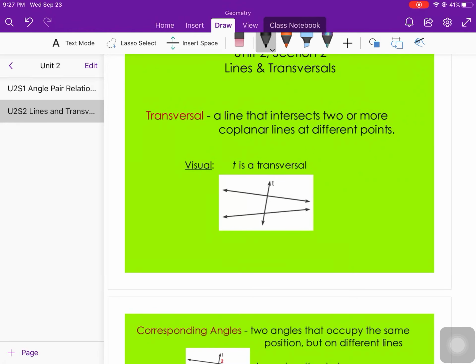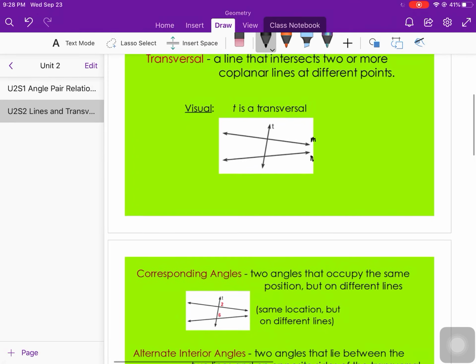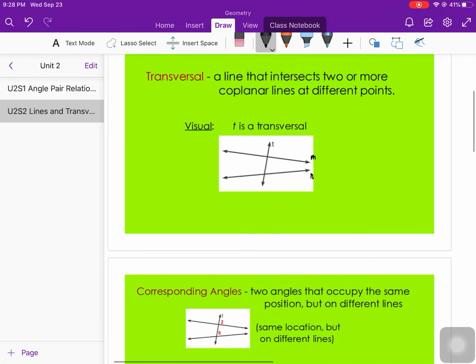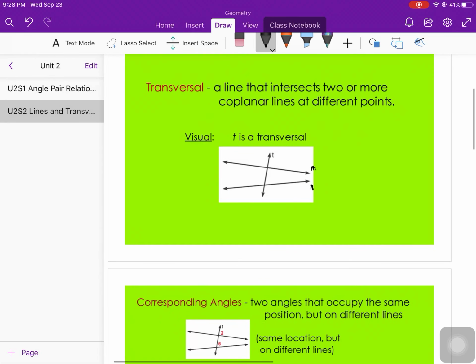So our example down here is we have T as a transversal, and we can imagine that these lines are M and N. We'll see that a lot, or L and M. Remember, to intersect is to cross over, so it intersects two or more of these lines. And what this creates is four different angles on each line. So these angles, I'm going to number them 1, 2, 3, 4, 5, 6, 7, and 8.